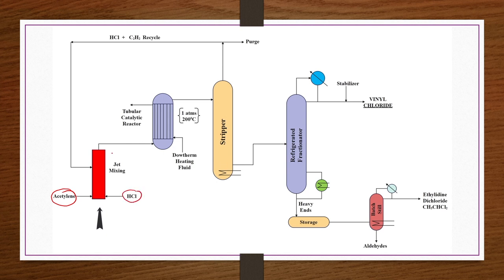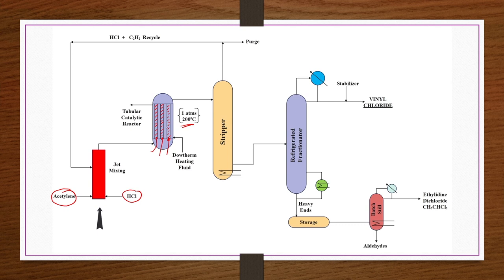Process flowchart: the reactants, acetylene and hydrochloric acid, are jet mixed and taken to a tubular catalytic reactor. Here again, n number of tubes should be there. These tubes are filled with catalyst, which in this case is carbon impregnated with mercury chloride. The mixture of acetylene and HCl is passed through these tubes in which the catalyst is filled. The temperature is maintained between 160 to 200 degrees centigrade, and pressure is not allowed to go beyond 1 atmosphere.